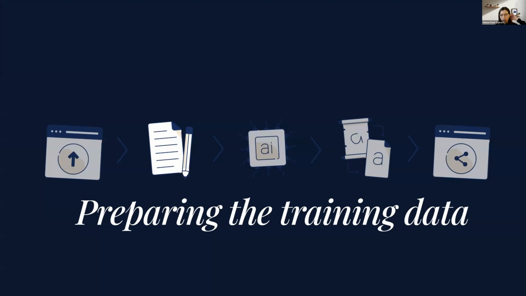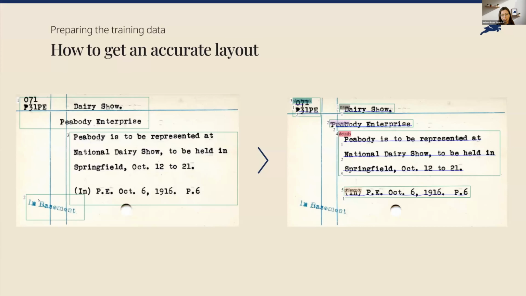Now, to preparing the training data. So now we have our documents, let's say our forms or our newspapers, and we want to prepare the training data to train the custom model. How do I get from my basic layout to actually the training data, the ground truth data to train the model?